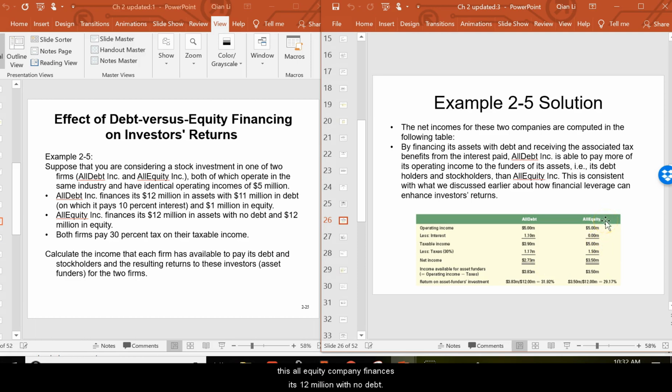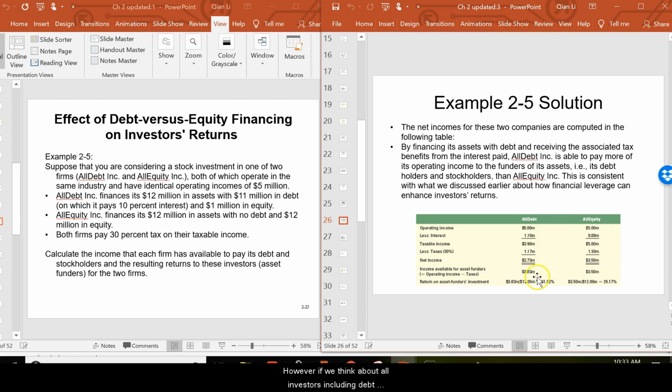If we look at the All Equity company, it finances 12 million with no debt. No debt, therefore no interest expense. And the taxable income then will be the same as the operating income because you don't deduct any interest expense. 30% of the taxable income will be 1.5 million. After that, net income will be 3.5 million. So if you only look at net income available to common stockholders, equity holders, it looks like All Equity has more net income for shareholders.